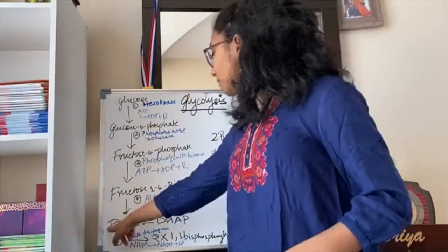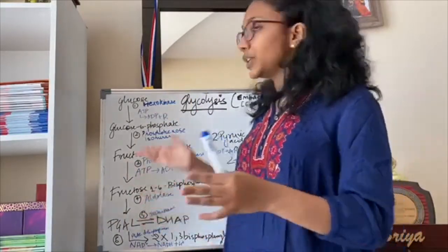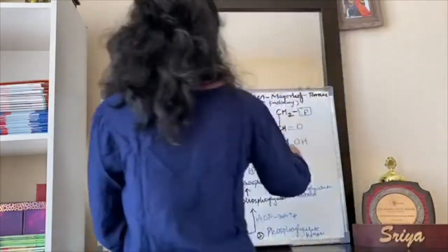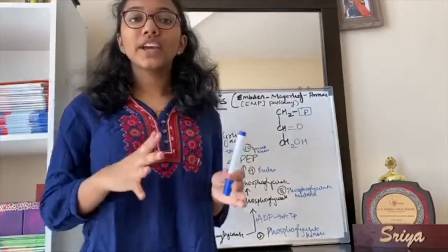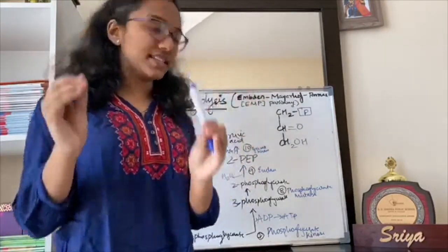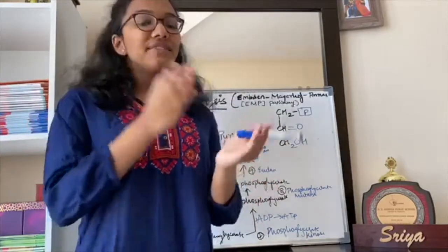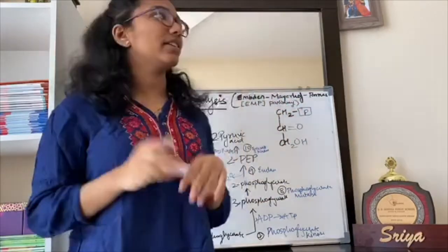Plus, since you know that PGAL and DHAP are 2 molecules, because the 6 carbon molecule breaks down into 2 3-carbon molecules, it gets converted into 1,3-bisphosphoglycerate, and the enzyme required is PGAL dehydrogenase. Very easy to remember because it's based on the reactant's name only, PGAL dehydrogenase.